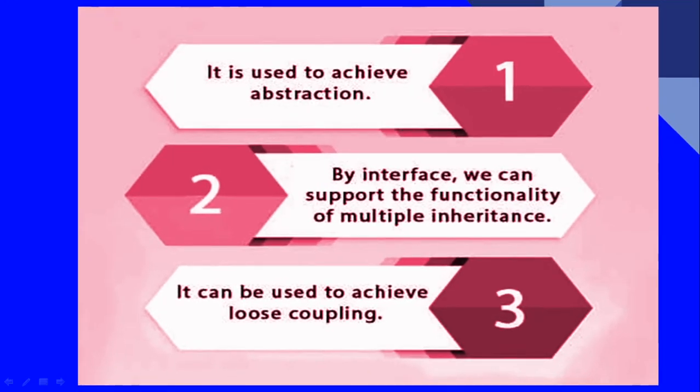Now these are all the uses of interfaces. It is used to achieve abstraction. By interface we can support the functionality of multiple inheritance. It can also be used to achieve loose coupling. What is coupling? Between the modules or between the methods, they want to communicate, passing data from one module to the other module. That is called coupling. That is the communication between two different methods. So this helps to achieve loose coupling between the methods.